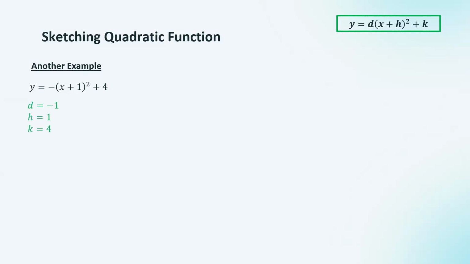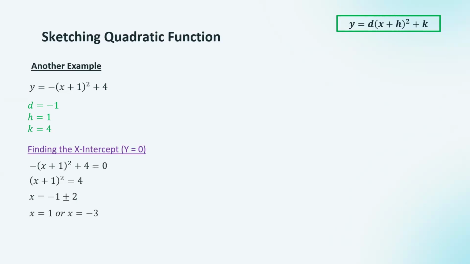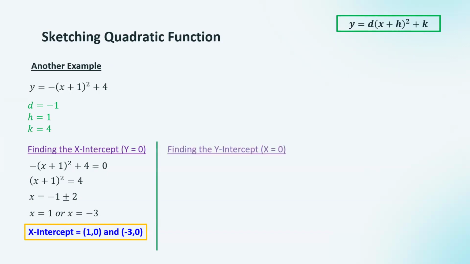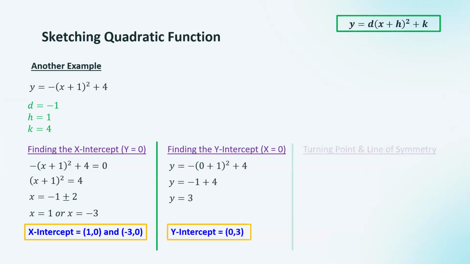So first, we can try to find the d, h, k, and then we can try to find the x-intercepts. Again, y is going to be equal to 0, so we can try to find x, and x is going to be 1 or -3. So the x-intercepts are (1, 0) and (-3, 0). After this, we can try to find the y-intercept. So inputting x equals 0 will give us y equals 3, and then we know that the y-intercept is (0, 3).